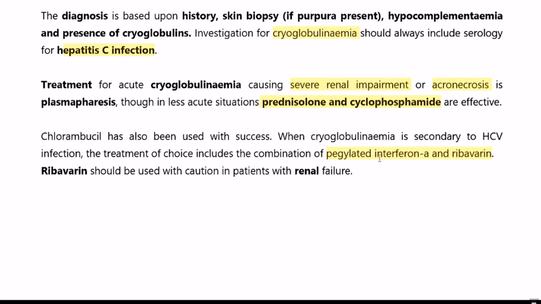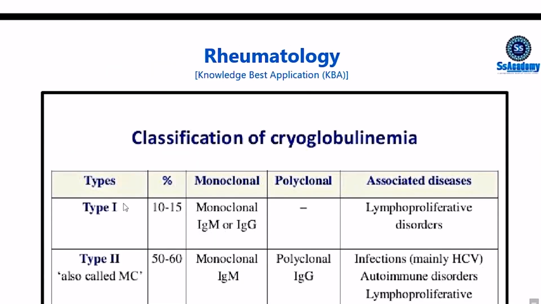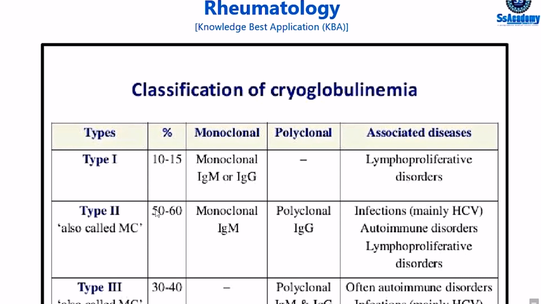So yes, if cryoglobulin is secondary to HCV, the treatment of choice is once again peg interferon and ribavirin. Ribavirin, once again, that you need to remember: R for ribavirin and R for renal failure. This is an important box that you can make here. That will be helpful.